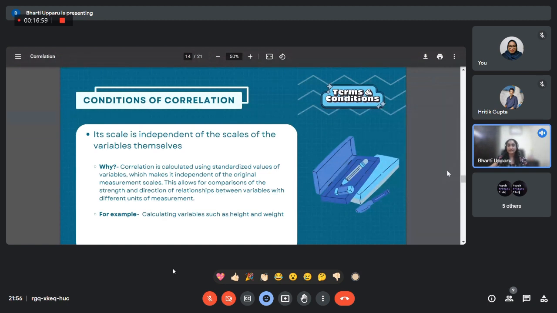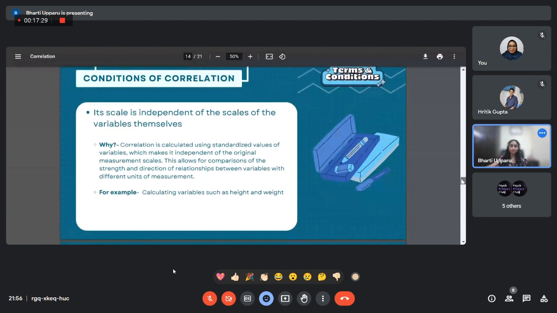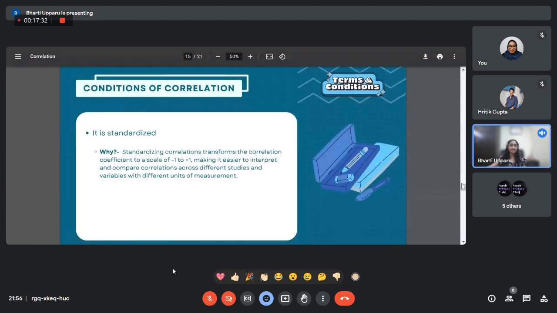The scale of correlation is independent of the scales of the variables themselves. This slide and the next slide reiterate the same thing, but it's important to know from different perspectives that no matter how the variables are measured, the way we express correlation is independent of that. And the next one is that it is standardized, so it is always between -1 and +1. Again, I'm just reiterating what I've spoken before.